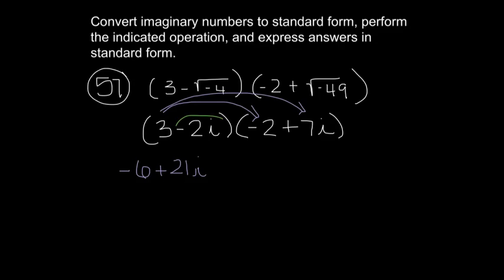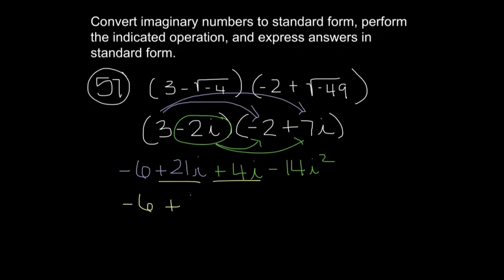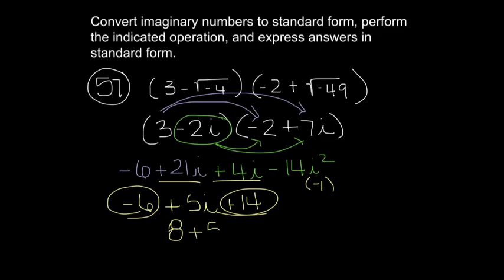Then I will distribute the negative 2i to each term inside the second set of parentheses. Negative 2i times negative 2 is positive 4i, and negative 2i times positive 7i is minus 14i squared. Clean this up a little bit. I have the negative 6 plus 21i plus 4i is plus 5i. And then minus 14i squared, i squared is the same as negative 1, so that's minus 14 times negative 1, which is the same as plus 14. Negative 6 plus 14 is 8, and I still have the plus 5i.